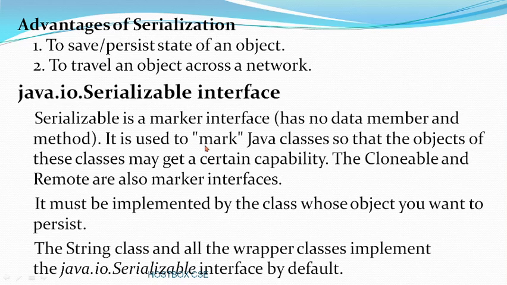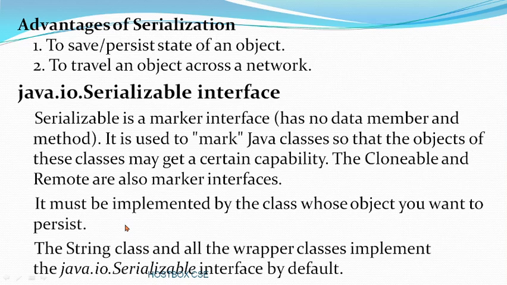Serializable is a marker interface. That means it has no data member and method. Remember, what does marker interface mean? Serializable is a marker interface, which means it has no data member and method. It is used to mark Java classes so that the objects of these classes may get a certain capability. Cloneable and Remote are also marker interfaces.